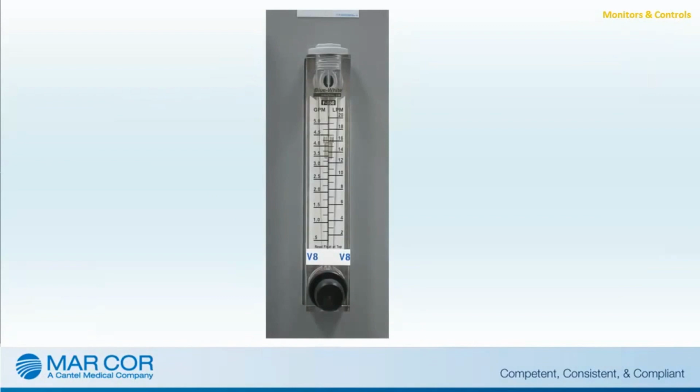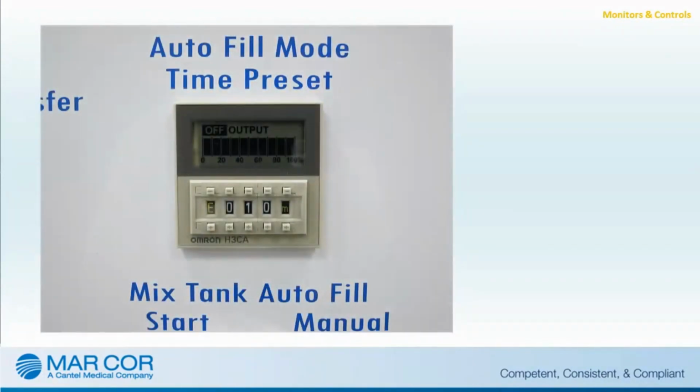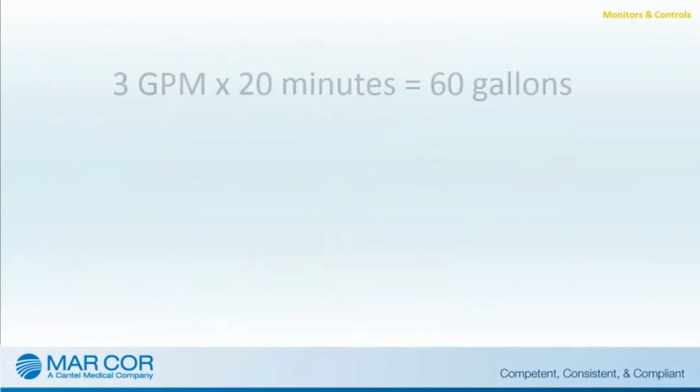The flow meter scale allows visual settings between 0.5 and 5 gallons per minute. The autofill flow meter includes an integral needle valve to provide visual flow rate indication and adjustment. Set the autofill mode timer for the length of time needed in combination with the previously set fill rate to fill the mix tank to the identified water volume. For example, 3 gallons per minute times 20 minutes equals 60 gallons.